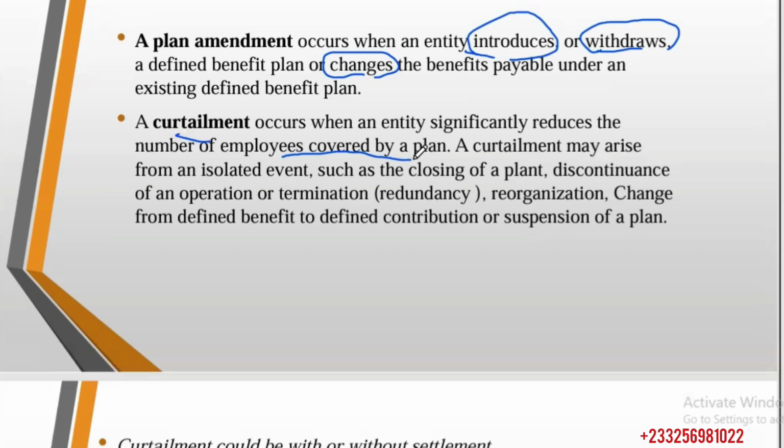So the number has reduced from 20 to 16, because four people have been laid off. Now we said that curtailment is a reduction in the number of people covered by the plan.